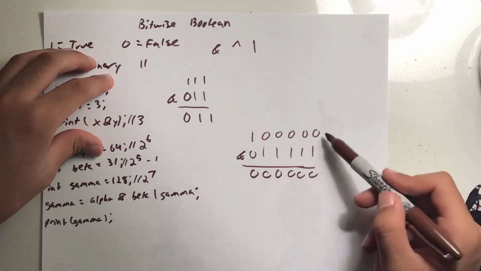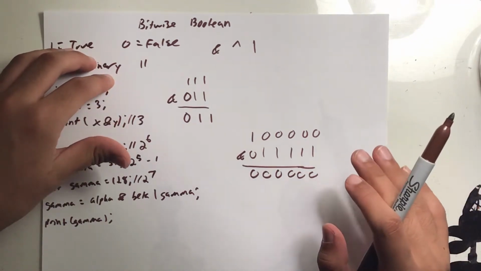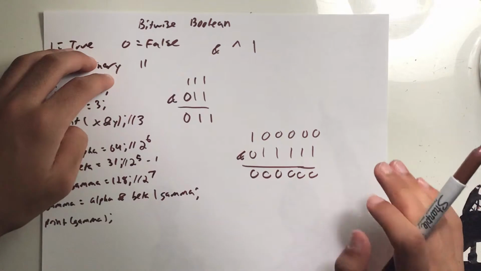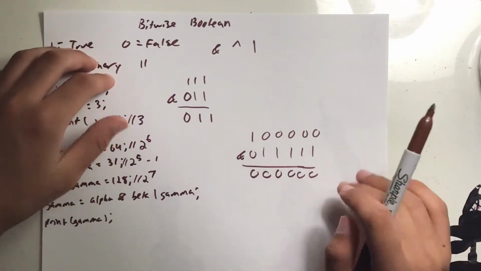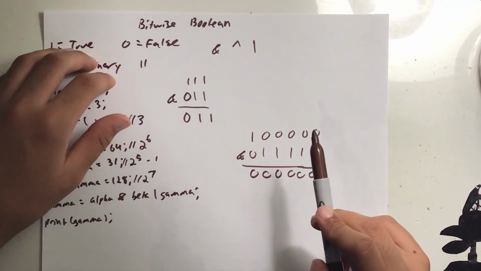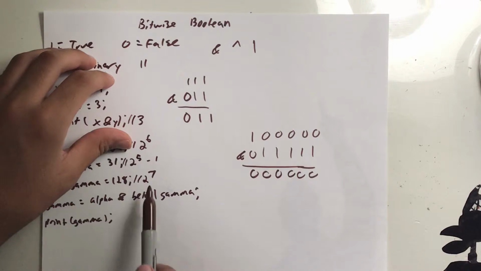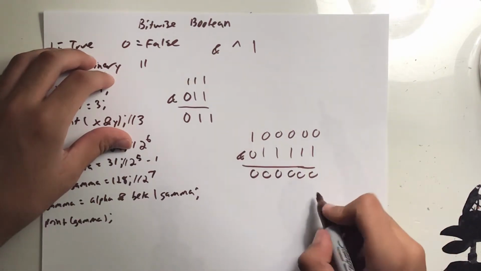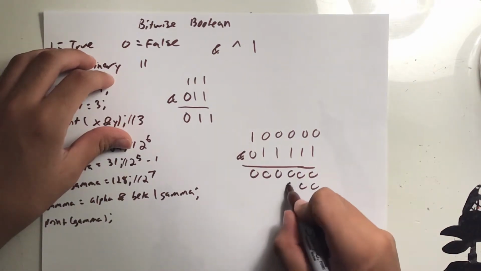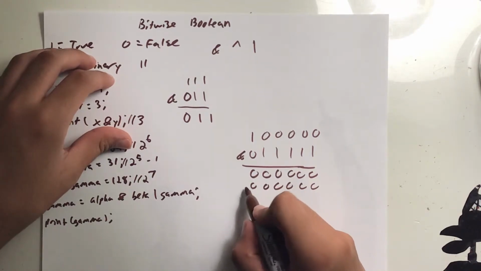Why? Again, false and true give you false. For AND, they all have to be true. If one of them is false, it messes up everything. So in this case, all these zeros mess up everything. So now we have 0, 0, 0, 0. Now what is gamma though? Gamma is 128, which is 2 to the 7th power. So it's going to be a 1 followed by zeros.